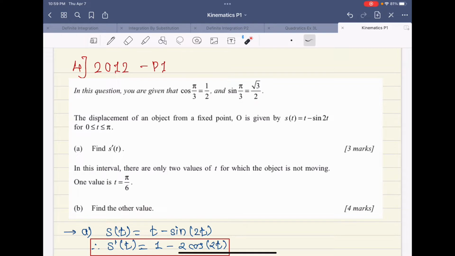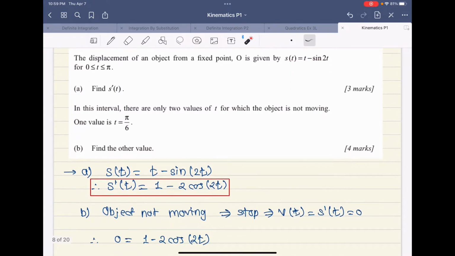The displacement of an object from a fixed point O is given by s of t is equal to t minus sin 2t, for 0 is less than or equal to t is less than or equal to pi. That means it is basically first and second quadrant. Find s dash t. S dash means what? A velocity. So you already have displacement. You need to take a derivative of this.